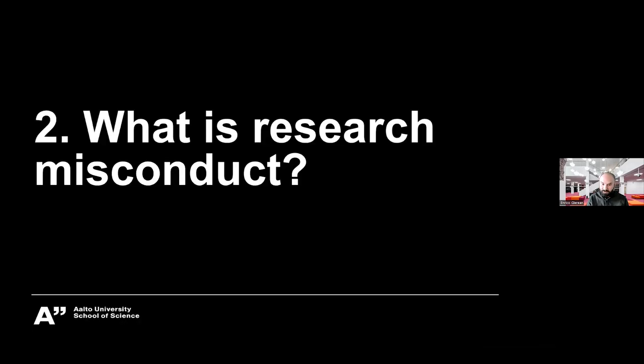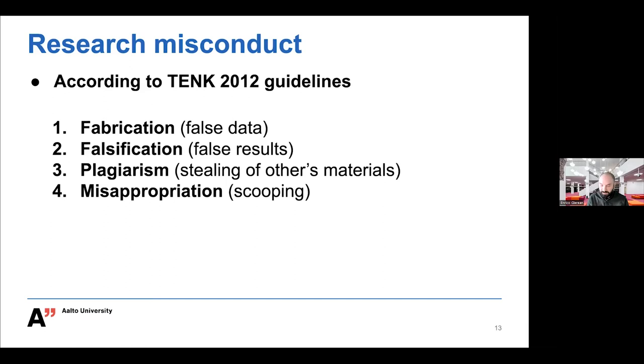All right, so what is research misconduct? Now, if we stick to the 2012 guidelines, and similar definitions are also in other countries, not just in the EU, there are four types of research misconduct. They're usually listed as fabrication, which basically means that you generated false data, data that did not exist, invented for a specific purpose. Falsification, which is similar to fabrication, but is more about generating false findings, false results.